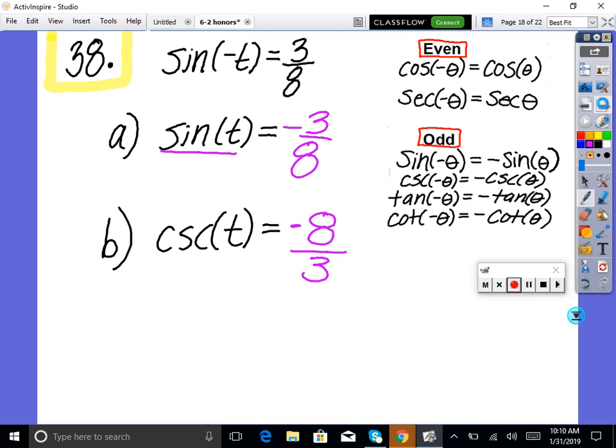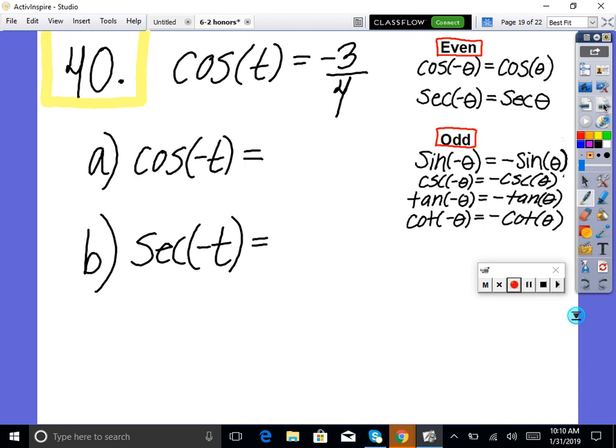Okay, let's do another one. 40 says, given that cosine of t is negative 3/4, what answer will we get if we do cosine of negative t? 3/4? The same thing. Isn't cosine even? Remember, if you plug in negative t, it should simplify to be the same thing as the original. So it should be negative 3/4.